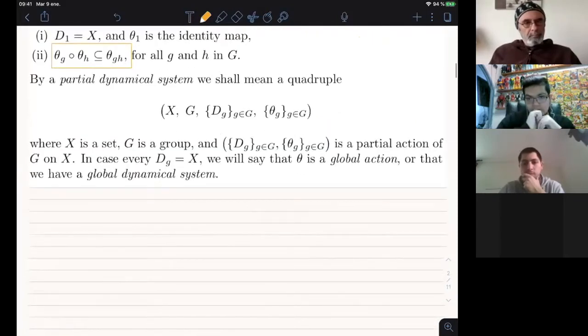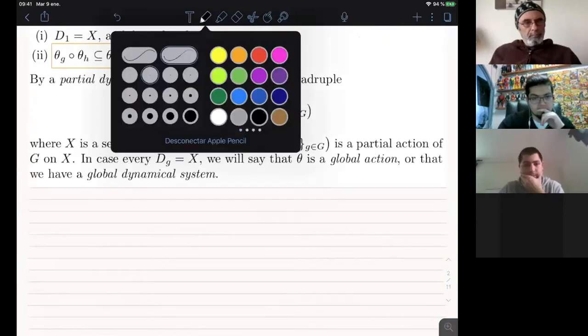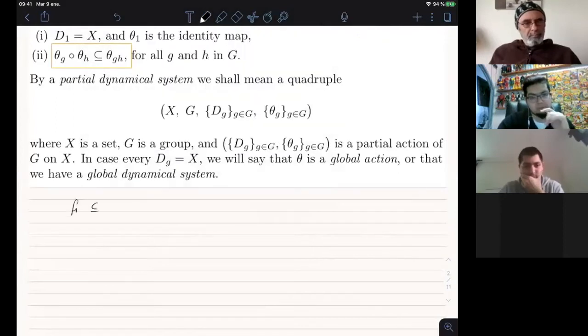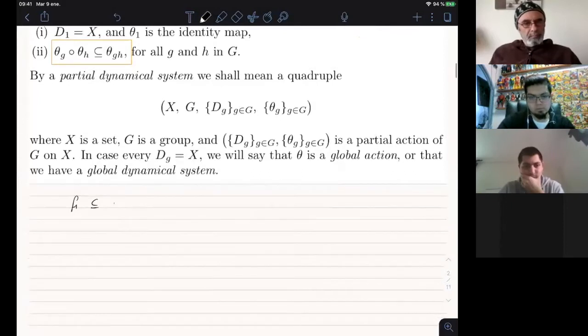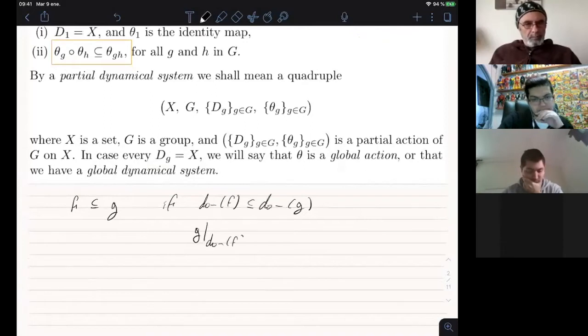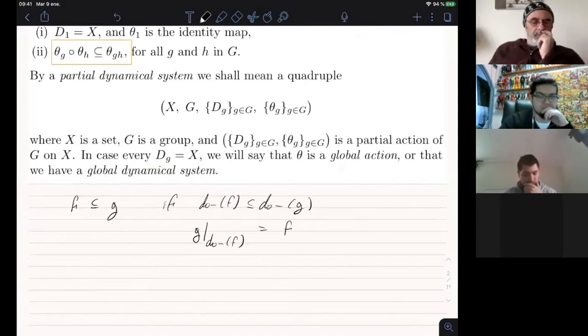What we have is that F is going to be a subset of G if the domain of F is going to be contained in the domain of G. And also we have that if we restrict this function G over the domain of F, we're going to get exactly the function F. That's like when we worked with partial bijections in a set X.